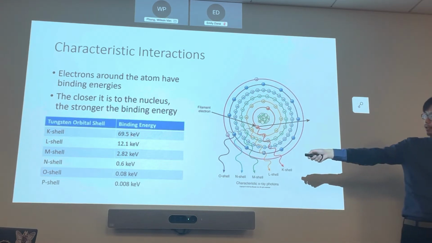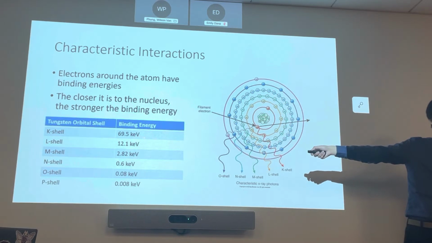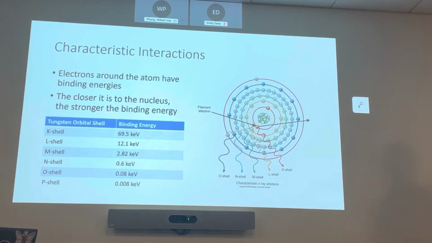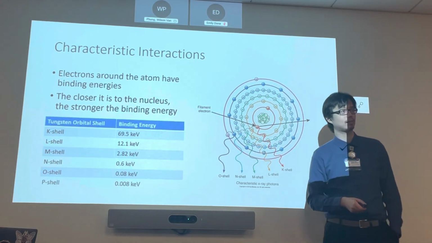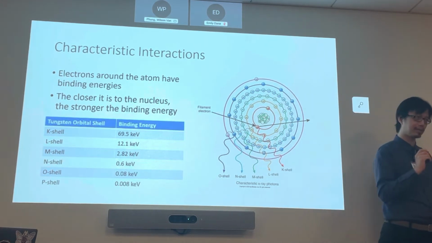So if we look over here, what is the binding energy of the K shell? 69.5 kiloelectron volts. Great, 69.5 kiloelectron volts. Do you need to memorize this number? Yes, this one you need to know. 69.5 is a number you need to memorize, only for the K shell.